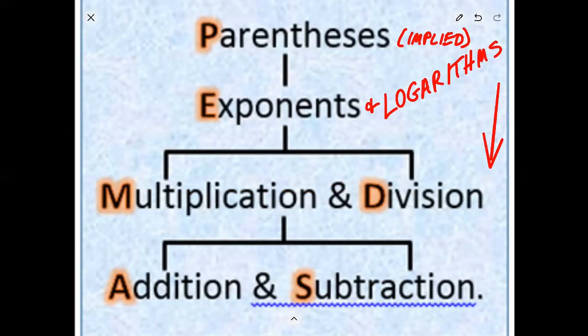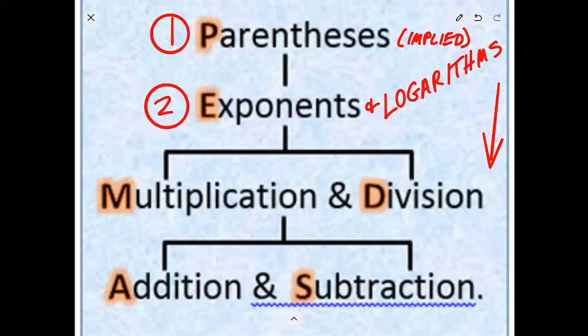So let me go through the hierarchy really quickly. First of all, parentheses always goes first. Sometimes the parentheses are implied, and I'll show you what I mean by that. The next level is exponents and logarithms. Those two are on the same level, so if you see those in an expression or an equation, you're going to do those second.